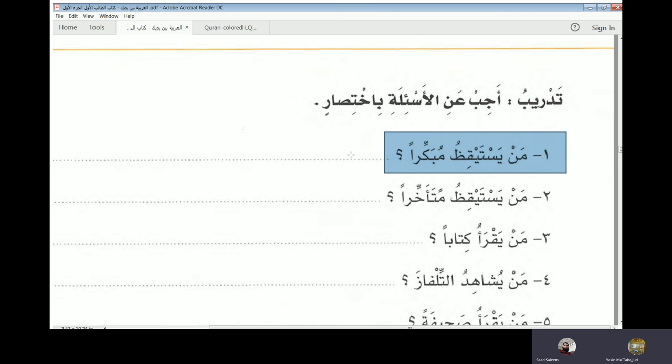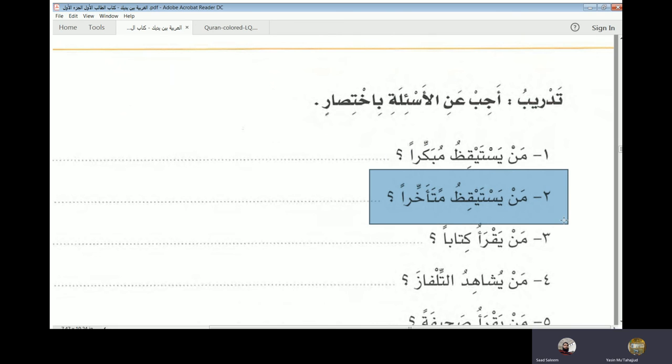Men yastaki zul mubakarin? Abdul yastaki zul mubakarin. Men yastaki zul muta? Fasil yastaki zul muta.